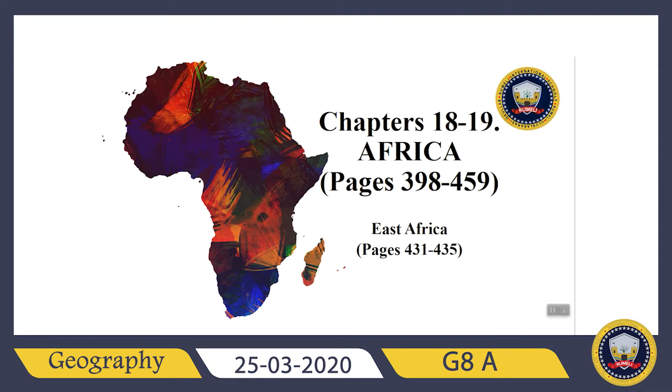And today we're going to continue our journey across Africa. But if last week we were talking about Africa in general, its physical geography, mountains, rivers, and climate and vegetation, then today we're only going to talk about a certain part of Africa, which is East Africa.